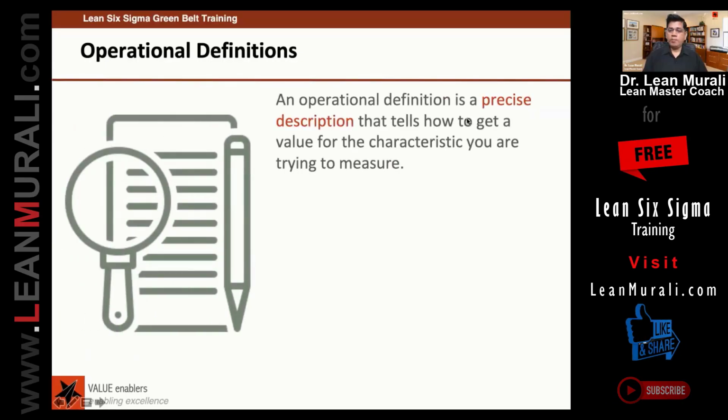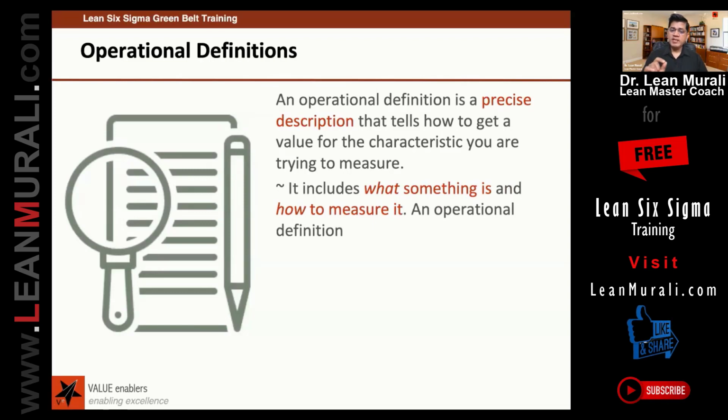Okay, so we said operational definition is a precise description that tells you how to get the value for your characteristic. Or we use the word parameter. These are the two words that we must understand in Six Sigma. What exactly are we going to measure?